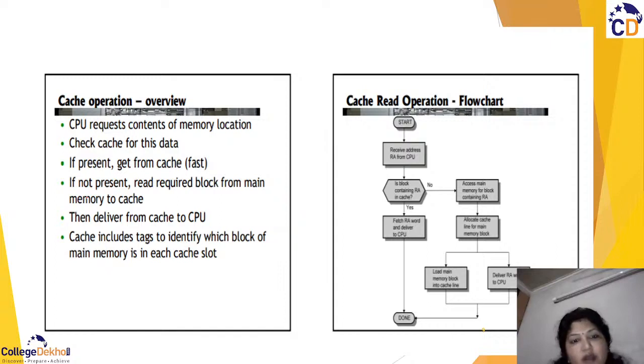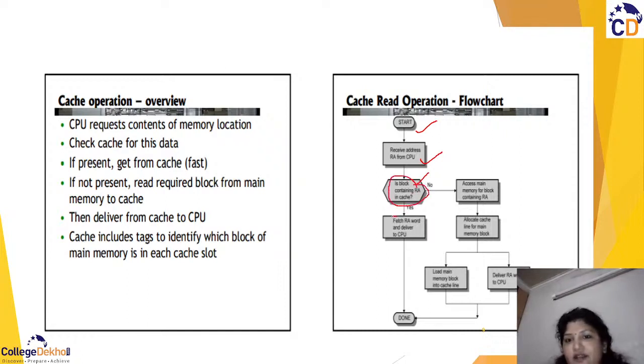Cache includes tags to identify which block of main memory is in each cache slot. You may have heard about physical addresses and virtual addresses. We will be discussing this part also. Let us see how to start with the graph part also. We have the start part, and first it receives the address from the CPU. Then we have the condition part: is the block containing the address in the cache? So we are checking whether the content is available in the cache.